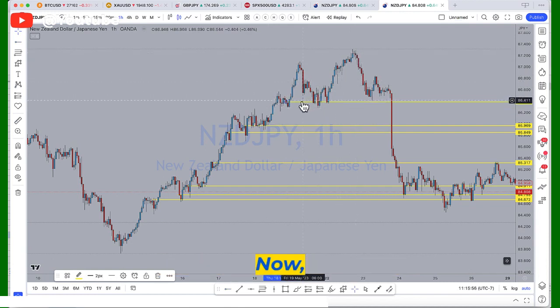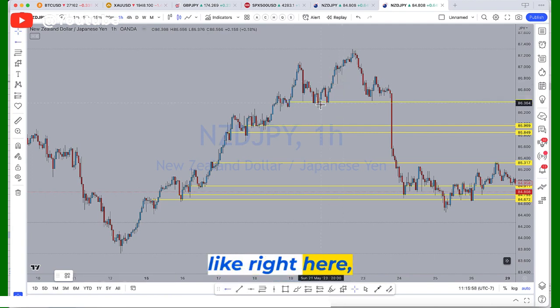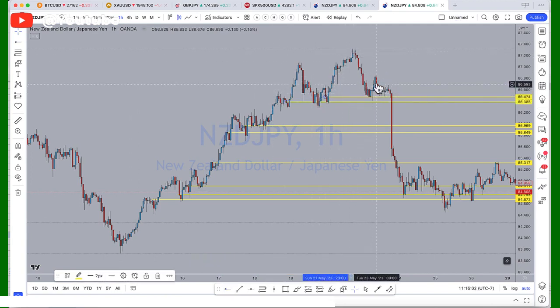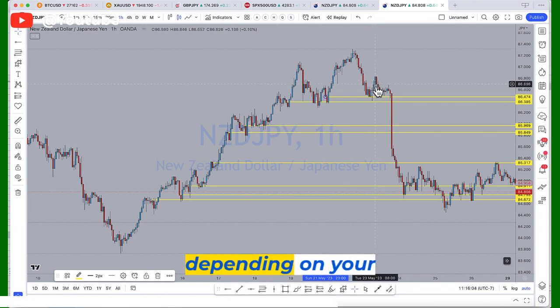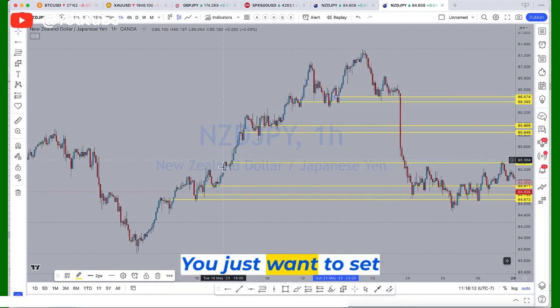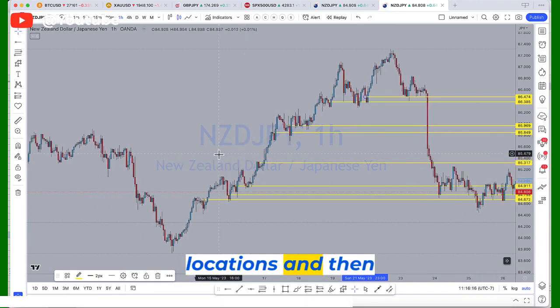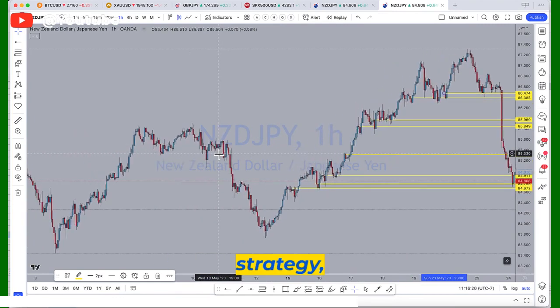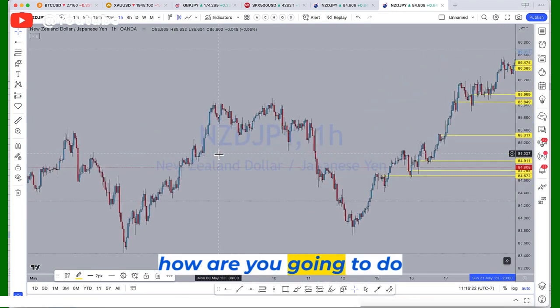Now this doesn't always work, like I said, like right here. You got an explosion, broke structure, came back, did go in a direction for a little bit, so depending on your strategy and how you trade, you could have got maybe something out of that, but then it just turned horribly and went the other way. So it's not 100%. You just want to set your alarms at these locations and then decide what you want to do based on your personal trading strategy, your entry model, how you're going to do things.